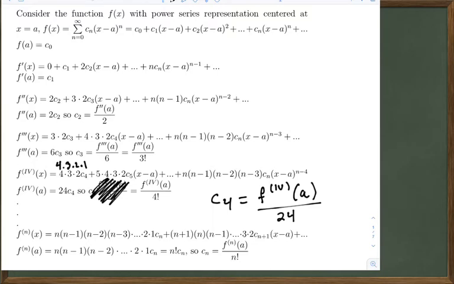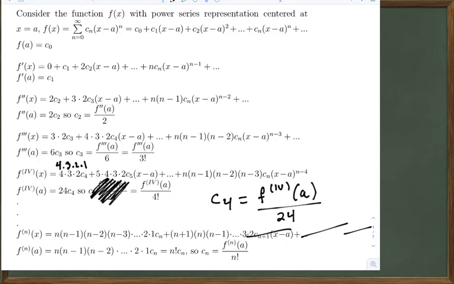And then if we wrote down the next term, it would be n plus 1, n minus 1, dot, dot, dot, 3 times 2, c sub n plus 1, x minus a. If we evaluate that at a, everything after the nth term is going to go away. So the nth derivative evaluated at a is going to be equal to n times n minus 1, n minus 2, dot, dot, dot, 2 times 1, c sub n, which can be rewritten as n factorial c sub n.